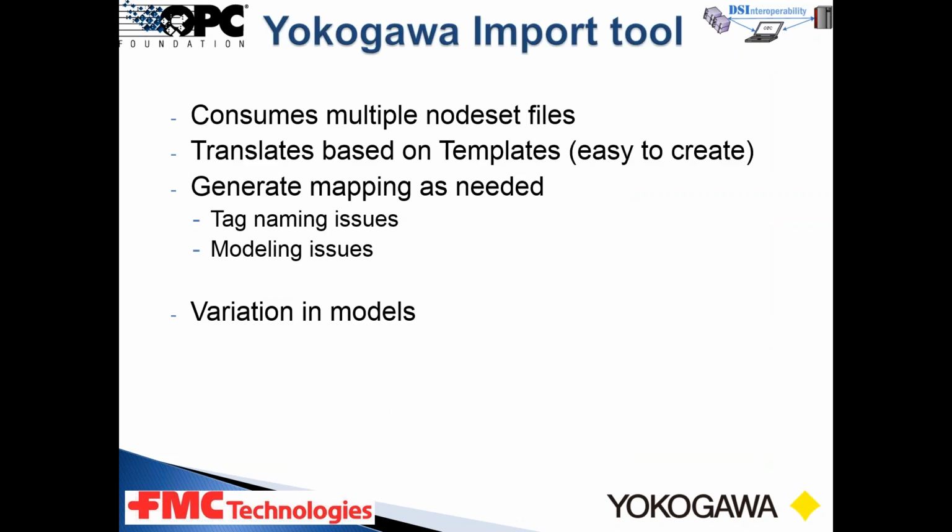So to consume this node set file, we have generated an import tool which would look at the node set file. The node set file contains all the objects which are present in the subsea system, and we look at the node set file and generate a project which we can directly import into our system, and the whole configuration is done.